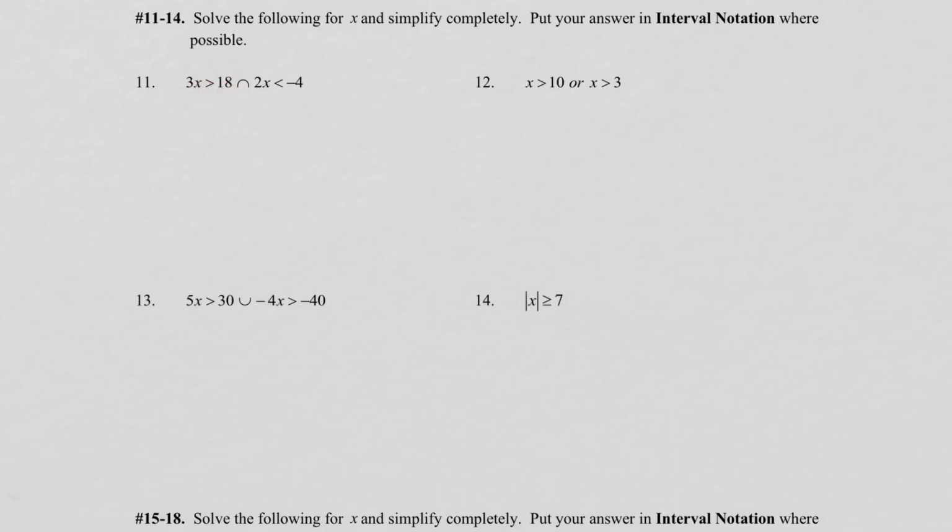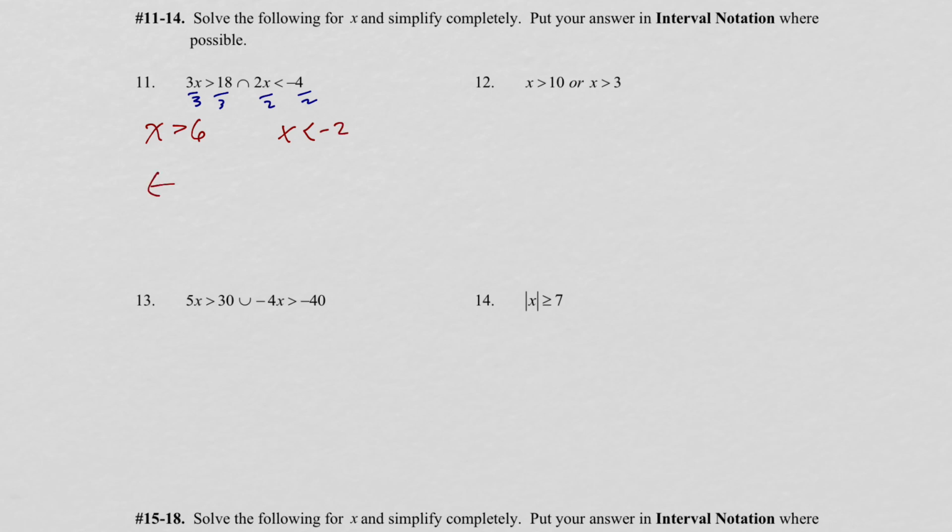So here we're going to solve each one. This one I'll divide by 3, and we're going to get x is greater than 6. Here I'm going to divide by 2, and we're going to have x is less than negative 4 divided by 2 is negative 2.